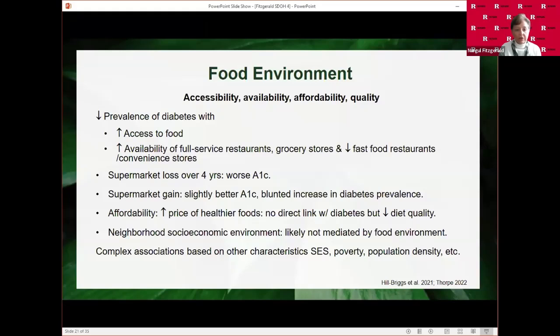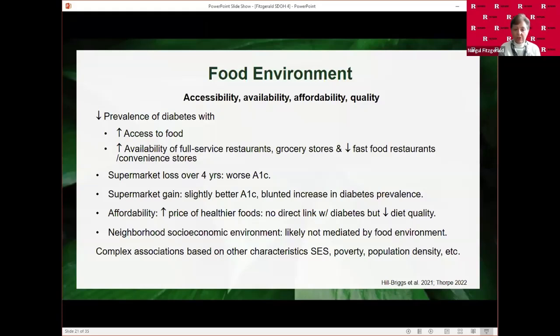Affordability of healthier foods often comes up in food environment discussions. I did not see in research a direct link with diabetes, but we know that affordability of healthier foods is directly linked to diet quality of people. So the direct link might not be there, but it is most likely an indirect link going through the diet quality and lifestyle and ending results from there.